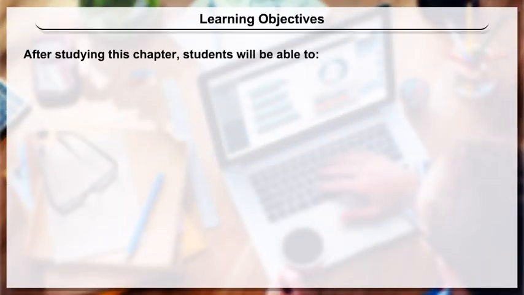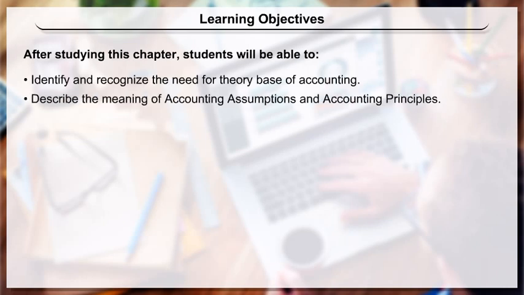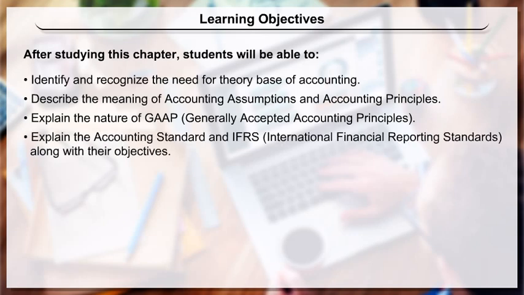Learning objectives. After studying this chapter, students will be able to identify and recognize the need for theory base of accounting, describe the meaning of accounting assumptions and accounting principles, explain the nature of GAAP, that is generally accepted accounting principles, explain the accounting standards and IFRS, International Financial Reporting Standards, along with their objectives.